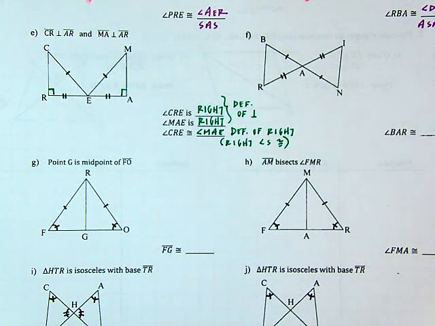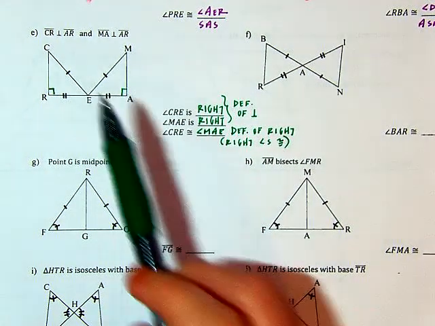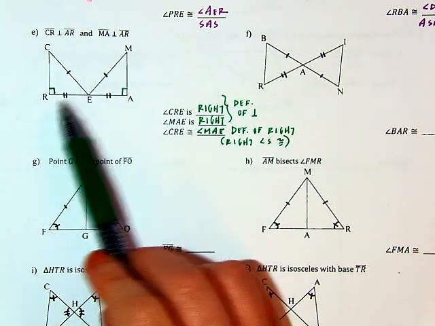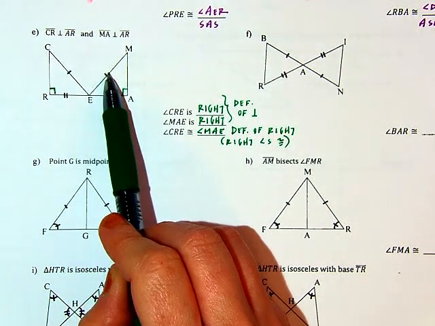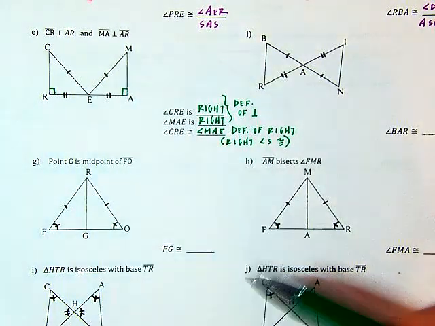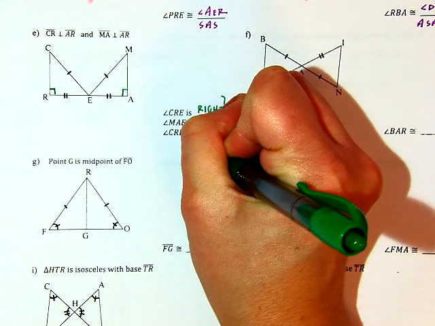Okay, so then which combo would I have? Right, they're both right triangles. I see hypotenuse to hypotenuse. I see leg to leg. So this would be HL.